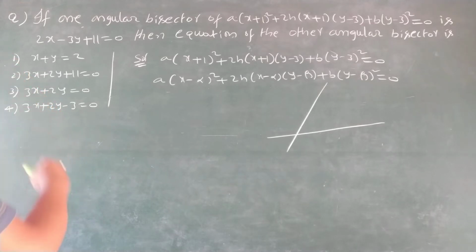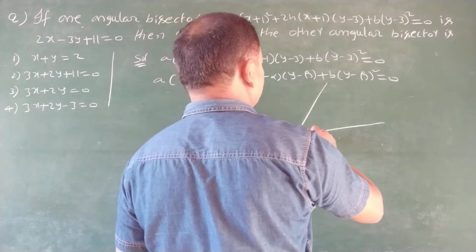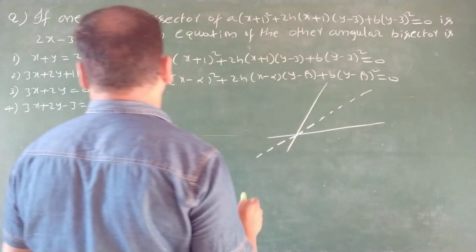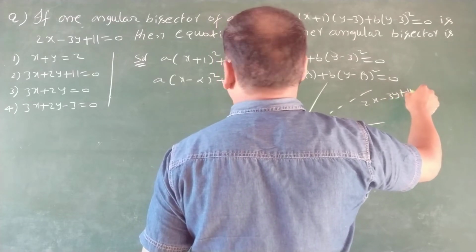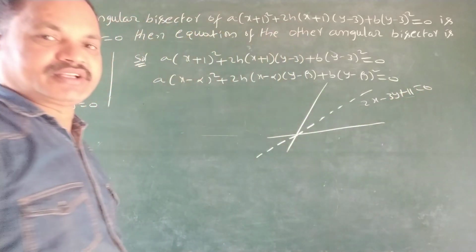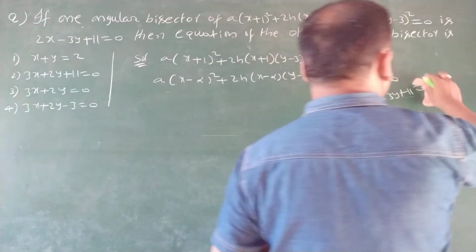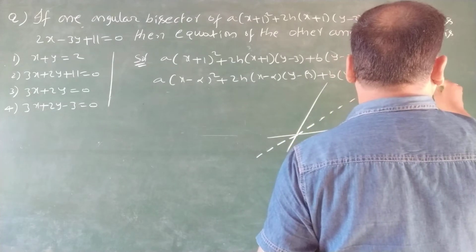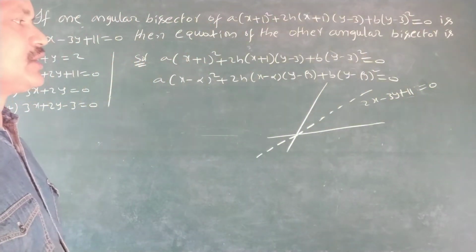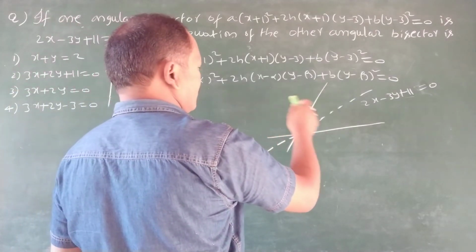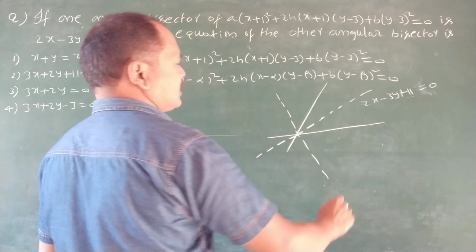One of the angular bisectors is given there: 2x minus 3y plus 11 is equal to 0. So that is one of the given bisectors. Now, actually, the pair of angle bisectors are perpendicular to each other. That's why the other bisector is perpendicular to the given bisector.